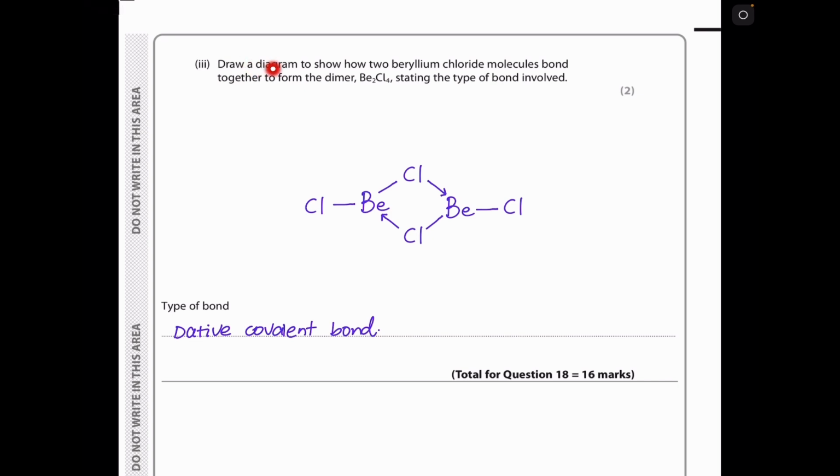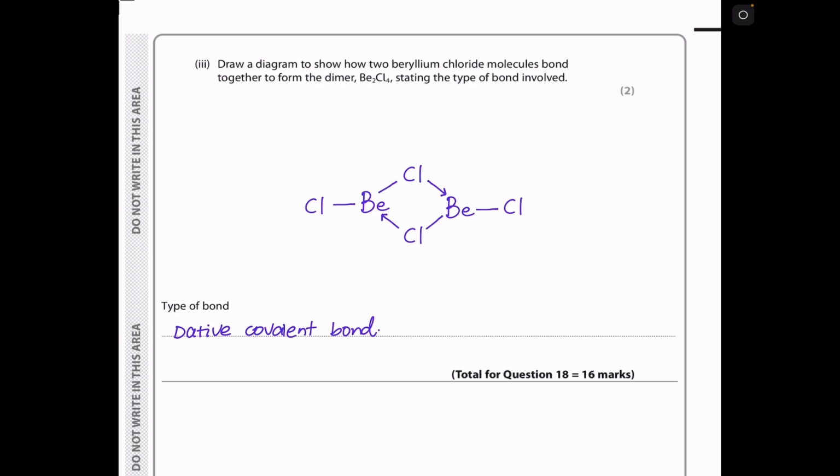And here they say draw a diagram to show how 2 beryllium chloride molecules bond together to form dimers, which is that, stating the type of bonds involved. So this is going to be one beryllium and the other. Of course, remember beryllium can form 2 covalent bonds, so we have that and that. In the other side, we have this beryllium with that and that. There is a dative covalent bond formed around each beryllium from a chlorine of the corresponding molecule, so the structure comes out like that. So the type of bond involved is going to be a dative covalent bond, and that should be the answer. So this brings us to the end of question 18.